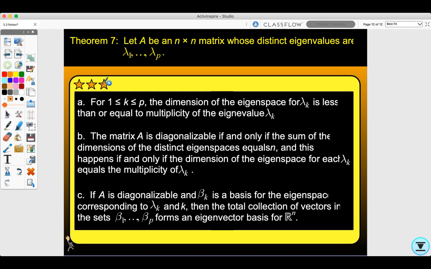C: If A is diagonalizable and beta k is a basis for the eigenspace corresponding to lambda k, then the total collection of vectors in the sets beta 1 to beta p forms an eigenvector basis for Rn.